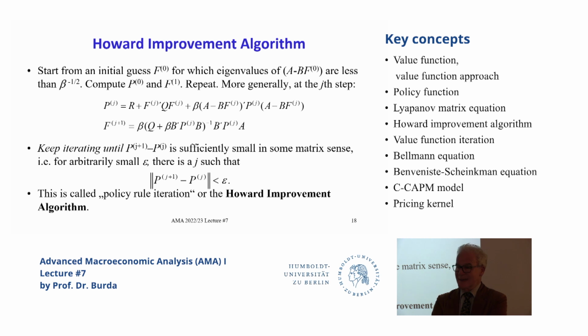So you start with a guess of the policy rule, and then you use that policy rule to compute the P matrix, and then you repeat. You keep doing that basically until F doesn't change very much. The J superscripts are just the number of iterations you have performed up until that point. So it's a recursive problem, and you're trying to make either the objective, the policy function, or the P matrix converge to something.